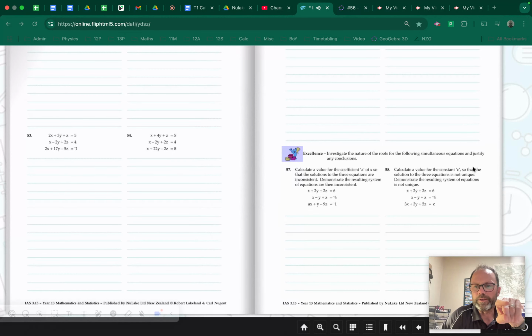Okay, so here's a solution set for number 57, and this is definitely excellent. If you can cope with this, you've got the algebra sorted and in a good position to hopefully do well in the real life context of the assessment based question. So the key thing, as it says here, investigate the nature of the solution set, and you have to justify any conclusions, right?